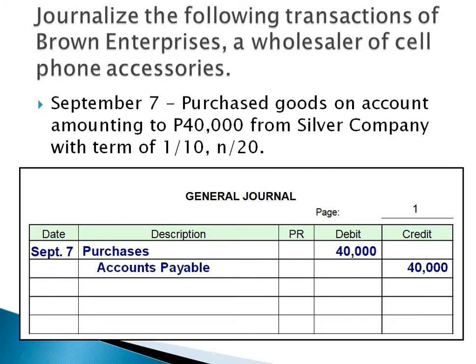So another very important thing you need to keep in mind. Once you see a credit term like this, even without the words on account, you must know the purchase or even sale is on account. To finish our journal entry, let's have a short explanation. To record purchase on account.